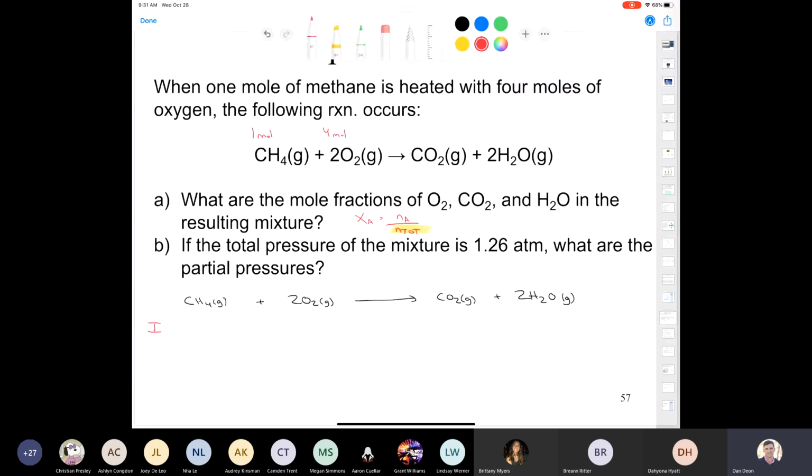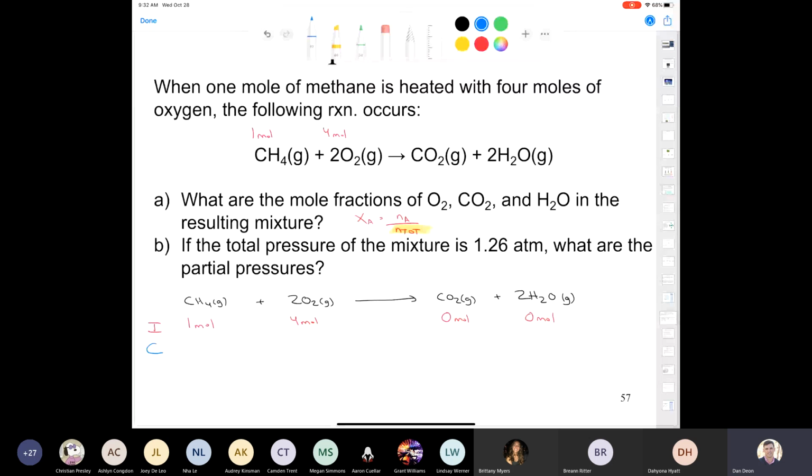Okay, I for initial. And what we're initially starting out with is 1 mole of methane and 4 moles of oxygen. We started with 0 moles of carbon dioxide and 0 moles of water, right? We haven't even done the reaction yet. But if we think about the change, what changes during the reaction?